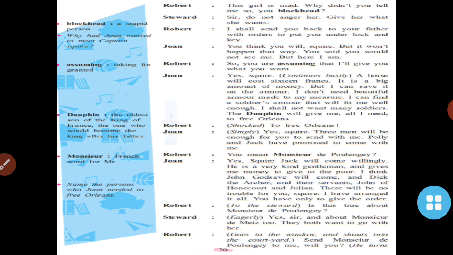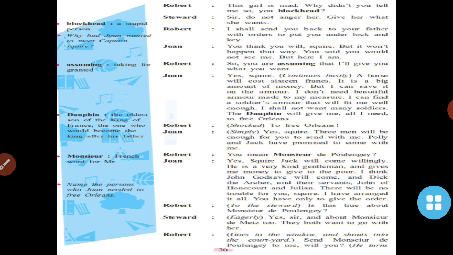Now John is saying, yes, squire, 3 men will be enough for you to send with me. Now she is asking for only 3 soldiers to send with her for the war. Polly and Jack have promised to come with me. Polly and Jack, the 2 other characters, have already promised John they are going to go with her. Robert asks, you mean Monsieur de Poulengey? Yes, John is saying, yes, squire.